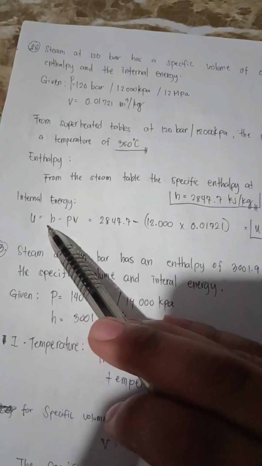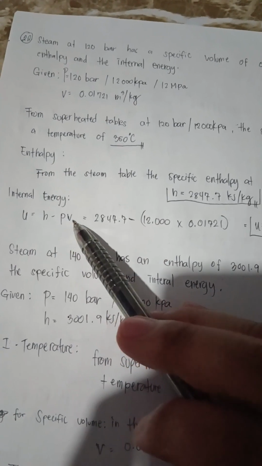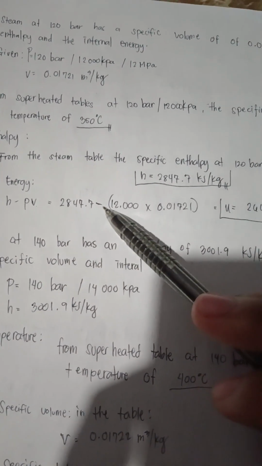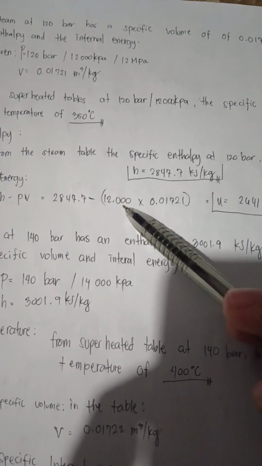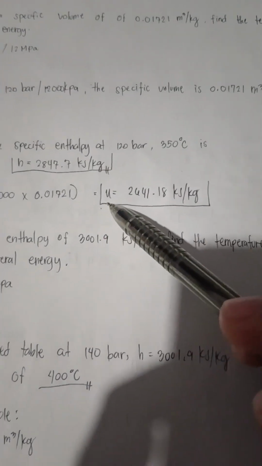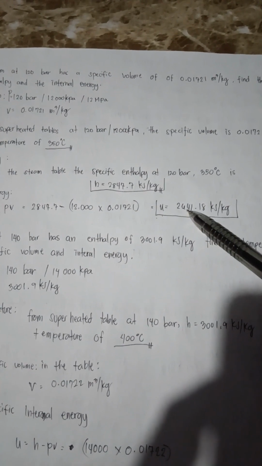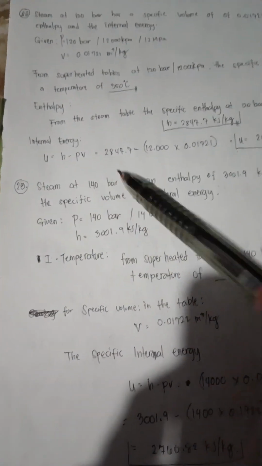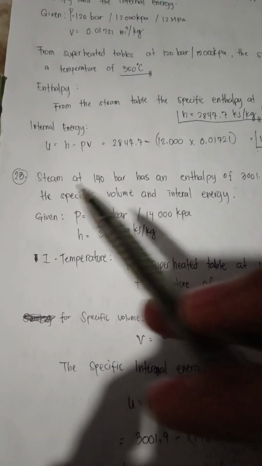Solving for internal energy: internal energy is equal to enthalpy minus pressure times volume. Substitute the given values: 2847.7 minus (12,000 kilopascal times 0.01721). The answer, the internal energy, would be 2,641.18 kilojoules per kilogram. So I'm done with question number 22.